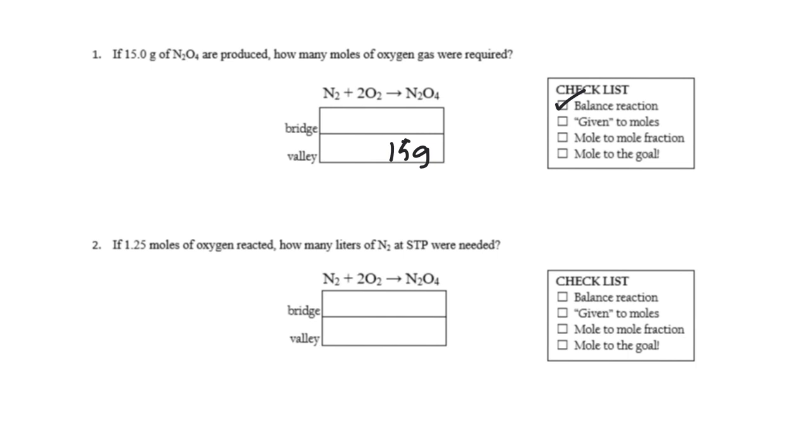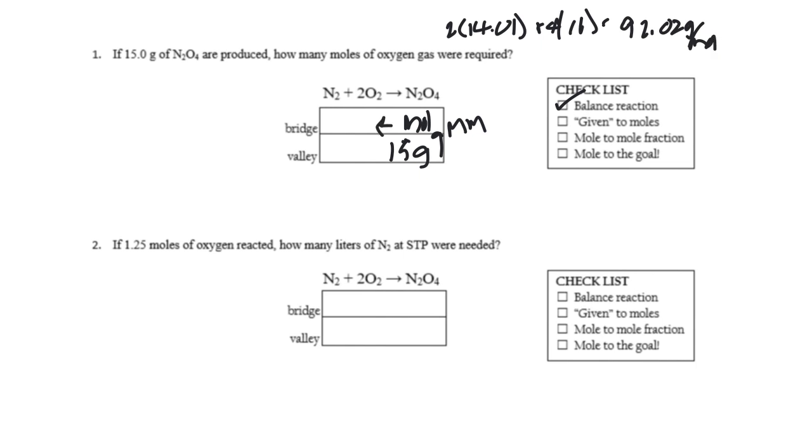Now I want to get to moles. That's going to be our first step. So the first thing I'm going to want to do is figure out the molar mass of N2O4. So that's going to be 2 times 14.01 plus 4 times 16, and I'm going to get a molar mass of 92.02 grams per mole.